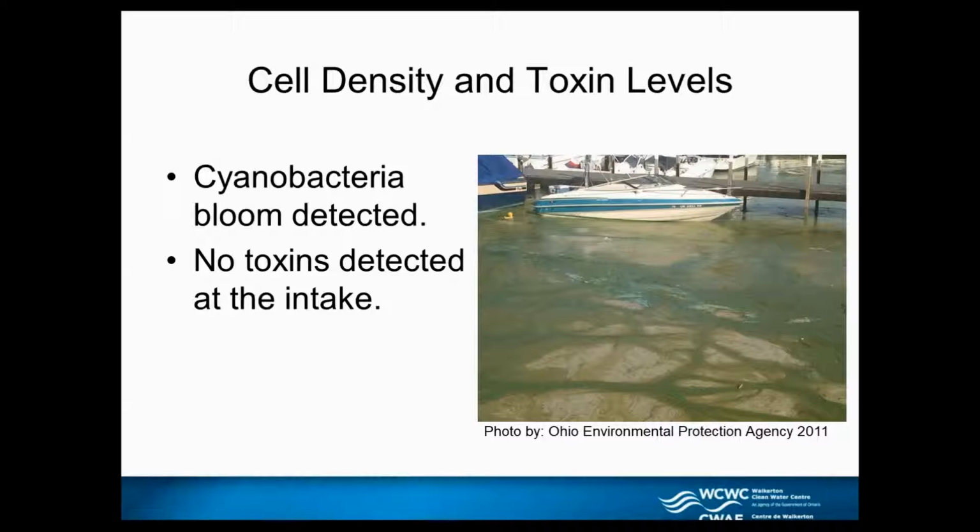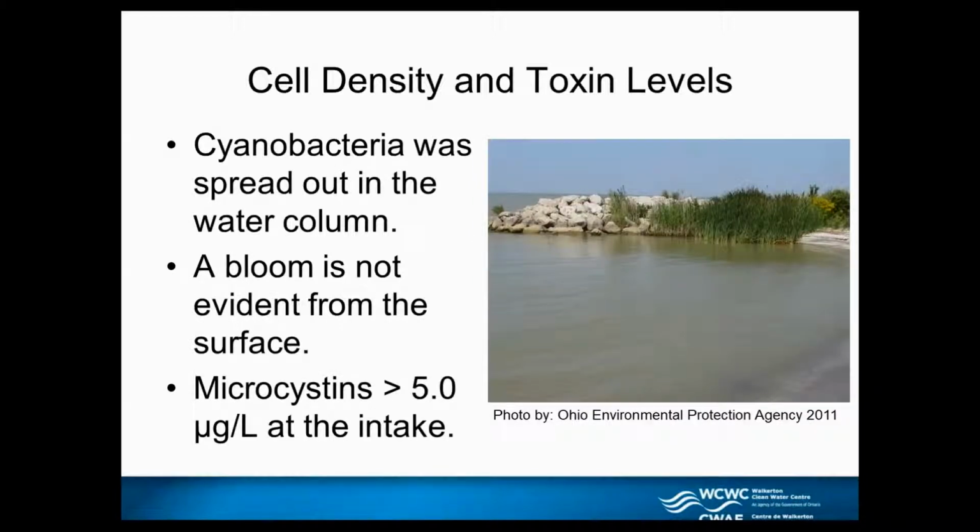Whereas if we compare this example, we have the same site here, Ohio EPA in 2011, specifically looking at the Maumee Bay State Park. They did not visually see that there was a bloom present, but they did find high microcystin levels at the intake of the water treatment plant, around 5 micrograms per liter, and the microcystin levels near the beach were above 100 micrograms per liter at the time, even though they weren't able to see a clear bloom at the surface of the water source.